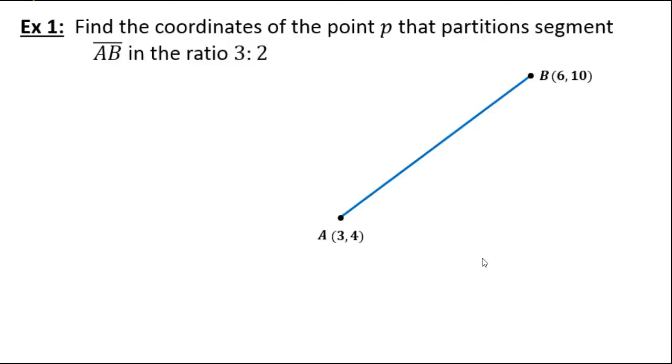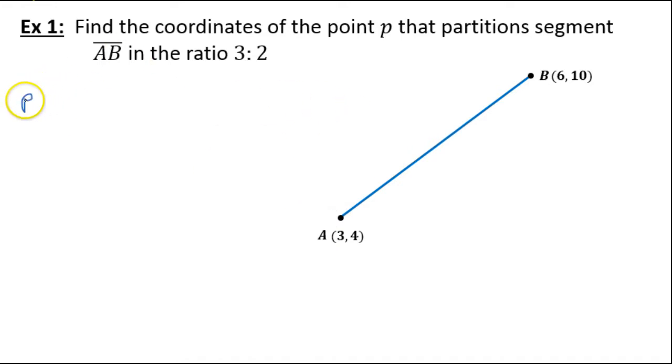Here, I really didn't give you guys the coordinate grid, but I gave you guys 2 points. I gave you guys point A and point B. It says find the coordinates of the point P that partitions segment AB into the ratio 3 to 2. So instead of trying to find out a slope or trying to cut this segment into an equal amount of pieces, I can just jump straight into the partitioning formula.